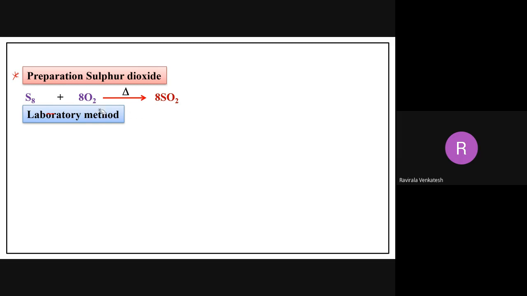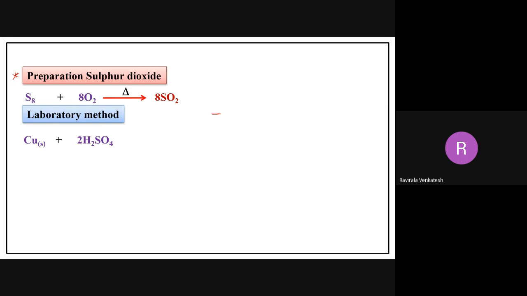Now let me see the laboratory method. अगर आप लैब में प्रिपेयर करना है ना, अगर आप प्रैक्टिकल में आते हैं ना, लैब में सल्फर डाइऑक्साइड कैसे प्रिपेयर करना है, it's a very simple बेटा. आपको कॉपर लेना है, उस कॉपर को आपको सल्फ्यूरिक एसिड में डिसॉल्व करना है बेटा. ठीक है, like this बेटा.